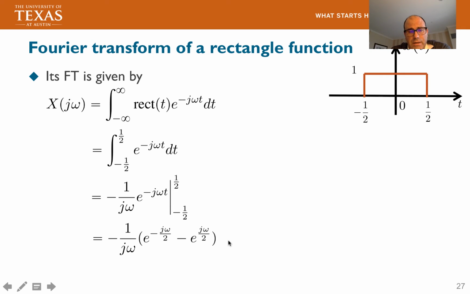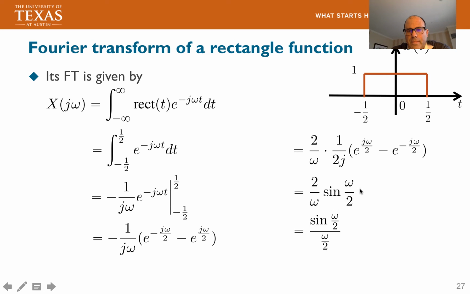Now you can stop here, but this actually simplifies even further. If we pull out a 2 over omega, we put the 2 here, and we separate the j and omega, this looks like a sine. So we can write this as 2 over omega times sine of omega over 2, or sine of omega over 2 over omega over 2, which is just the sinc of omega over 2 pi, based on how we defined the sinc function. So the Fourier transform of a rectangle is a frequency scaled sinc function.